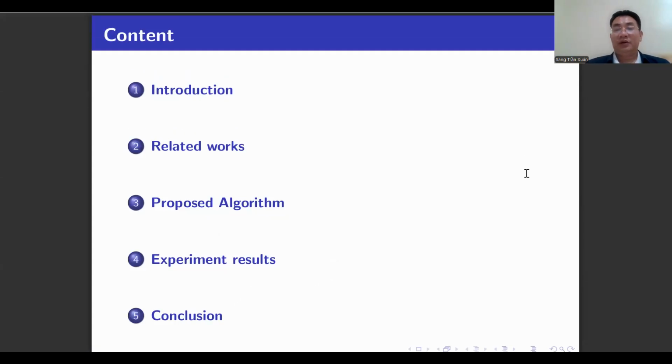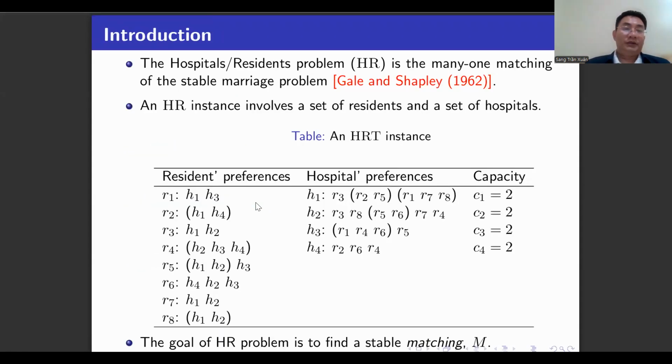My presentation consists of five main sections: introduction, related work, proposed algorithm, experiments and results, and conclusion. As you can see in this slide, the hospital resident problem is a many-to-one matching version of the stable marriage problem, which was introduced by Gale and Shapley in 1962.